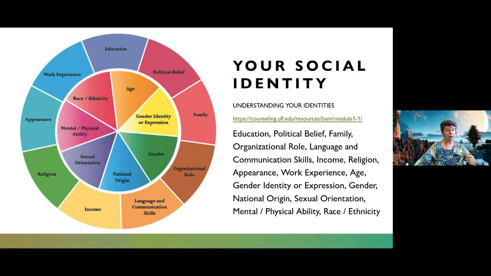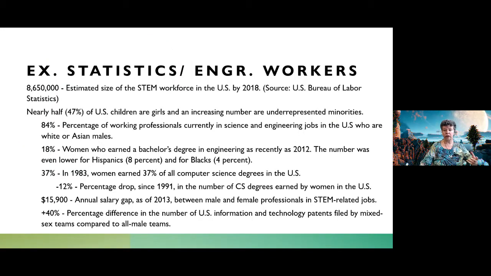So given the things you're thinking about for your social identity, now let's look at a few facts. This is just a sampling of facts about engineers, people in the engineering workforce. These statistics are collected from a lot of different places, and I've got references at the end. The U.S. Bureau of Labor Statistics in 2018 estimated that there were 8,650,000 people working in STEM, so science, technology, engineering, and math. In the U.S. population overall, and I may have that statistic slightly wrong, about half the population is women, right? And there's an increasing number of underrepresented minorities in the US population. So those are some overall facts.